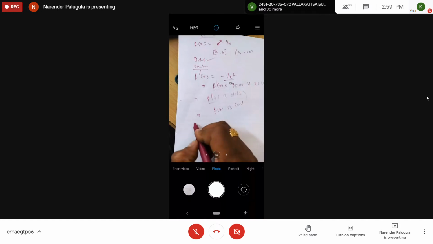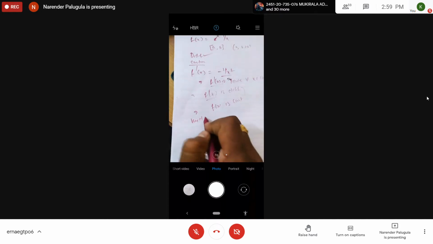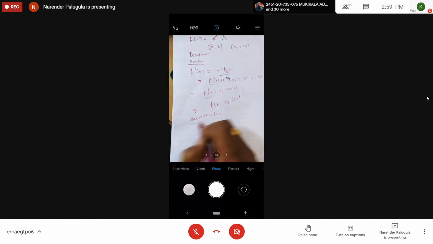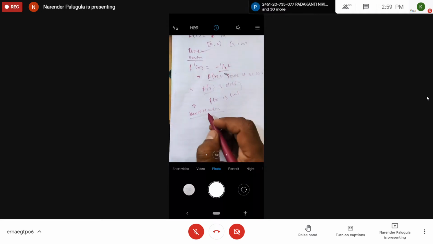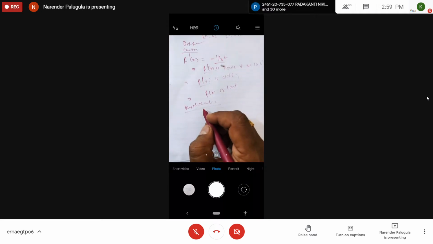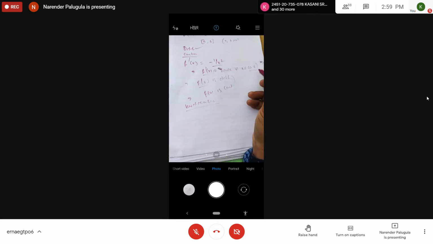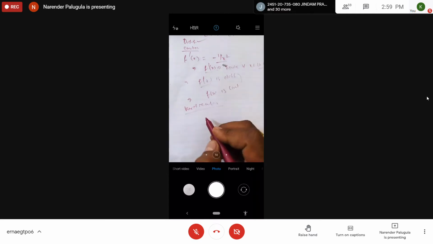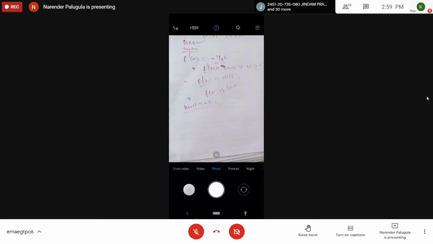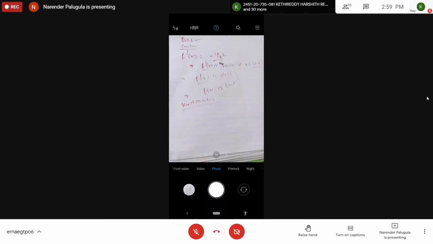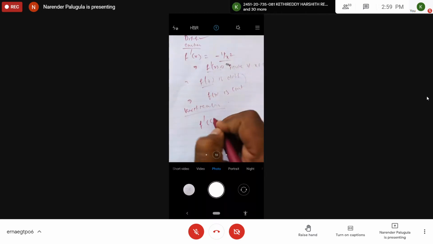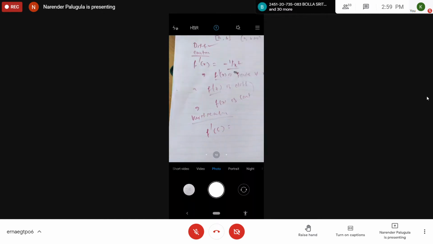Now let us verify the conclusion. Verification of the conclusion of Lagrange's theorem. So what is Lagrange's mean value theorem? Conclusion: there exists at least one point c between a and b such that f dash c is equal to f of b minus f of a by b minus a. Now let us take the conclusion result and prove that c belongs to ab. So I'm going to write the conclusion of Lagrange's theorem.